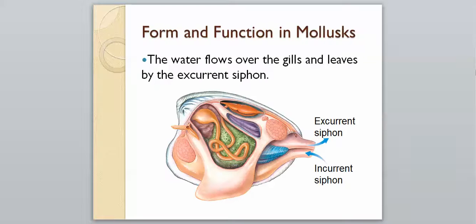And then the water will flow over the gills, and it leaves by the excurrent siphon. If you can see here, this picture makes a lot of sense. We have the blue arrow pointing in. Incurrent just means it's taking the water in, and then it flows back out through the excurrent siphon. So that's just how they pull water in order to feed.